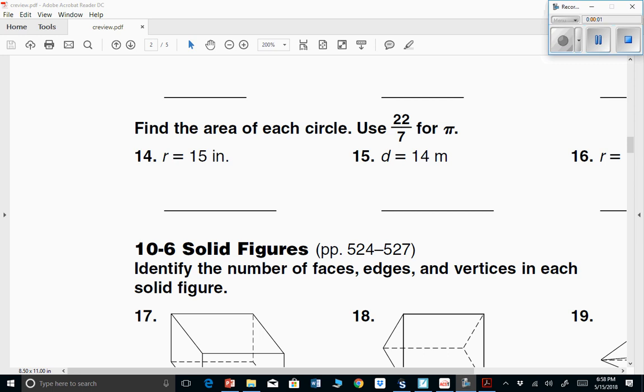Sixth grade math, chapter 10 review, part 4. Okay, we're moving on to the area of a circle. These particular directions say to use 22/7 for pi. We are not going to do that. We're just going to continue to use 3.14.